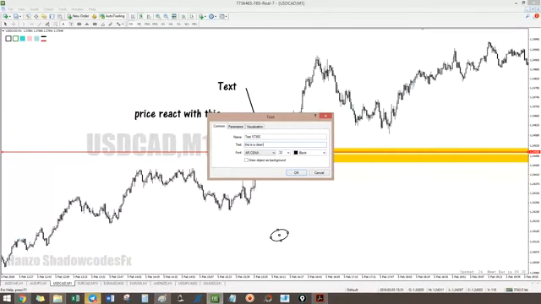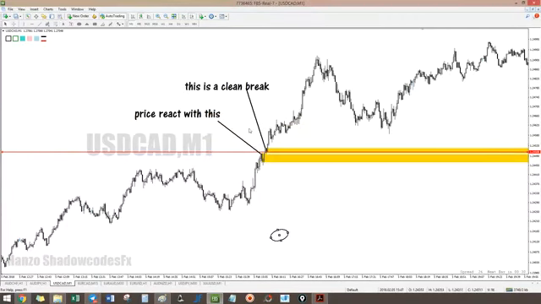Okay, so in this situation, the market already happened. It's only a back test. But in the future, when you are trying to live trade, you need to find a clean break. Try not to find something like this, because this is not a clean break, so it's not a good one for you to trade.